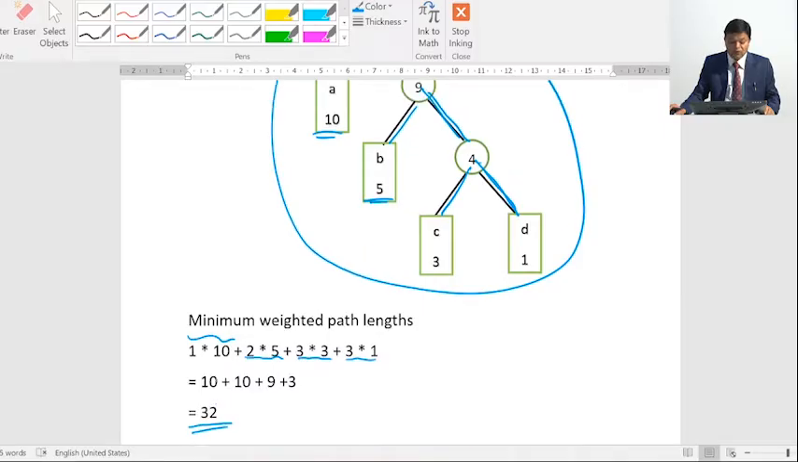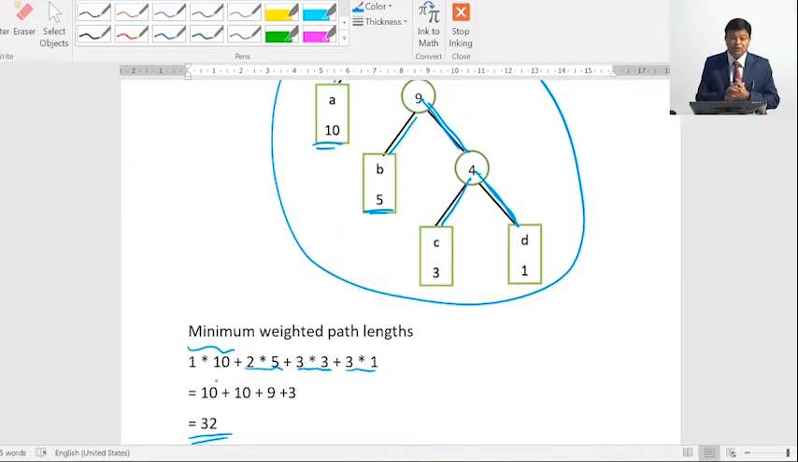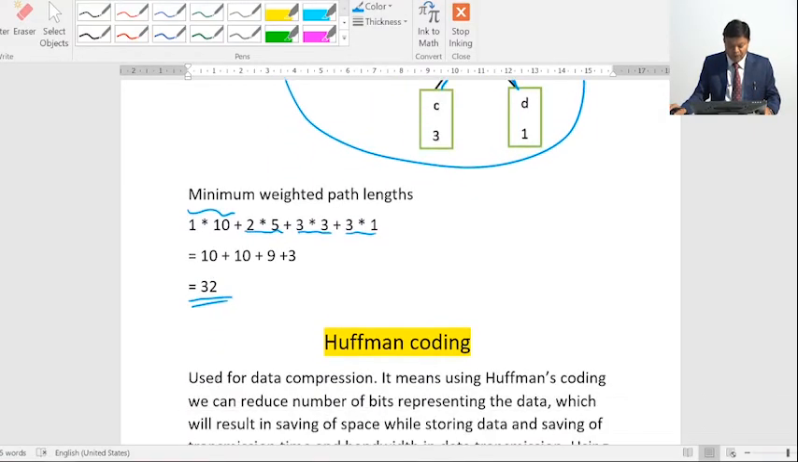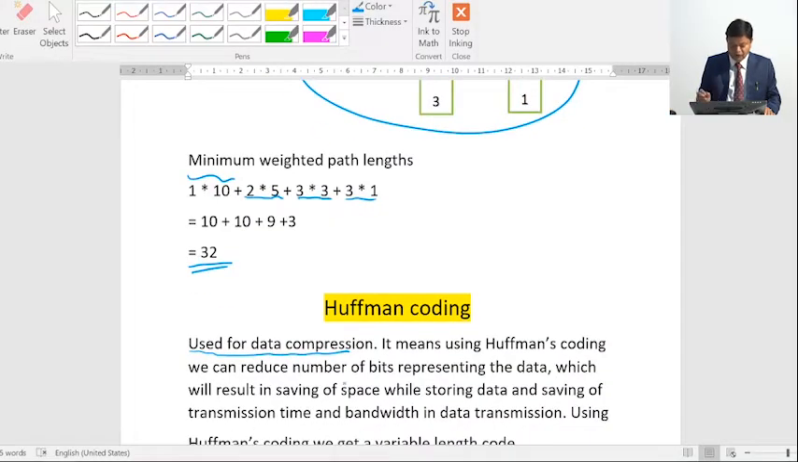Okay. So, now the second part, which is more interesting, is how we generate Huffman's coding. Huffman's coding is used for data compression. It means using Huffman's coding, we can reduce the number of bits representing the data, which will result in saving of space while storing data, and saving of transmission time and bandwidth in data transmission. Because we are reducing the number of bits of transmission. How will we do it? Let us see.